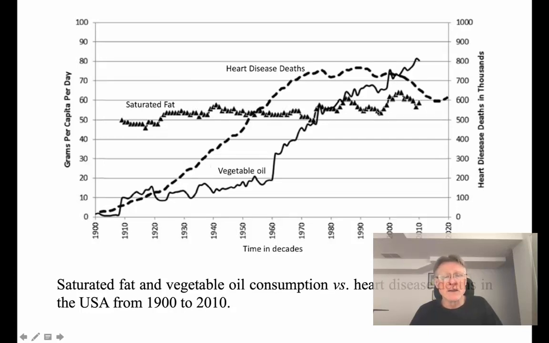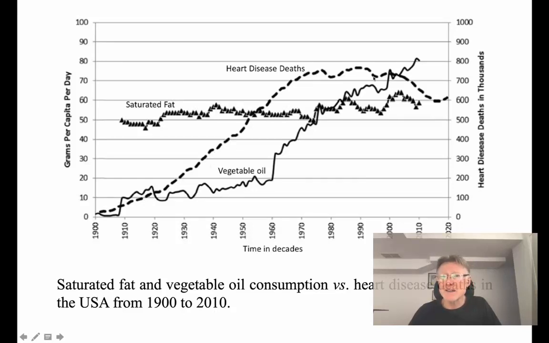Now look here, the dashed line shows us the heart disease deaths. If you look here, go back, you see that up to 1910, 1920, it was relatively low. It was only about 100,000 people that were dying at that time. And then when you look at this, after that time, there was a progressive increase. And this is where we are nowadays.